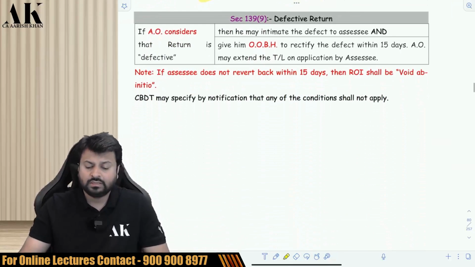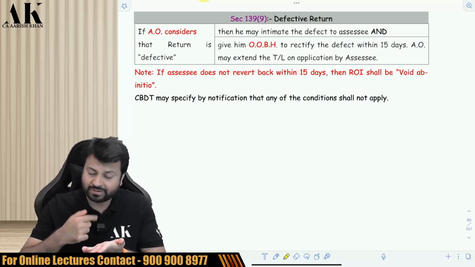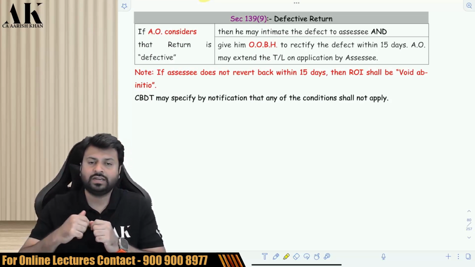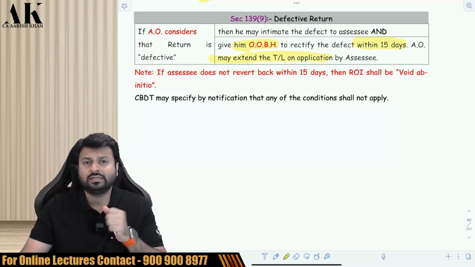Okay. Last but not least in this small topic, that is defective return. Sir, what is a defective return? Defective return is a return in which the AO finds out some defects and he will intimate you. And if he intimates you, he will give you an opportunity of being heard. He will give you 15 days or he may also give you extension if you ask for it. Then within that extended time, you have to file a new return. You have to rectify the defect.